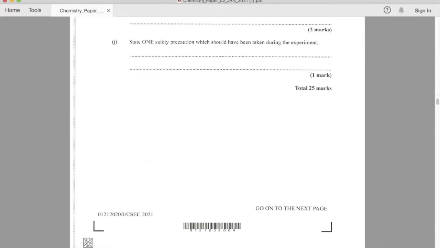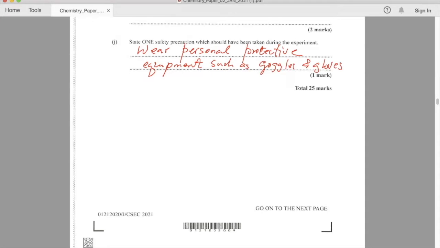State one safety precaution which should have been taken during this experiment. We're working with acids, we're working with bases here, so we would need to wear our personal protective equipment, such as goggles and gloves. One of the cool things about chemistry, we get to wear goggles.